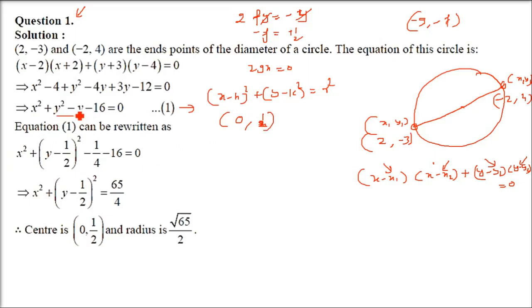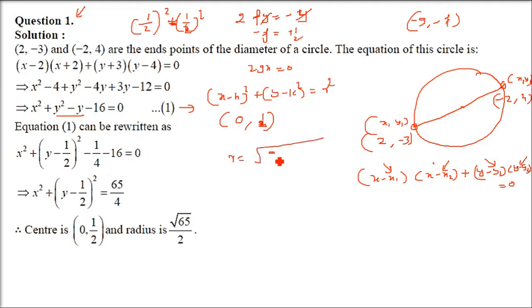Or the other method is to make the perfect square. So how to make a perfect square? Just take the coefficient of y or x, because there is no x here. Take the coefficient of y, divide by 2, square it, and add it and subtract it. So when you add it, the equation will be y minus half whole square, and you subtracted 1 by 4, so that will remain.